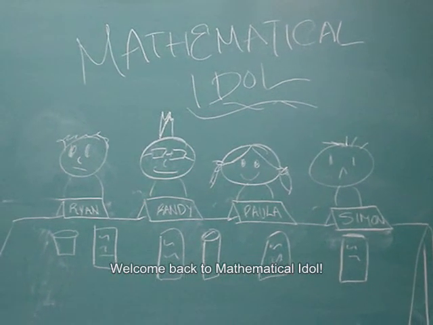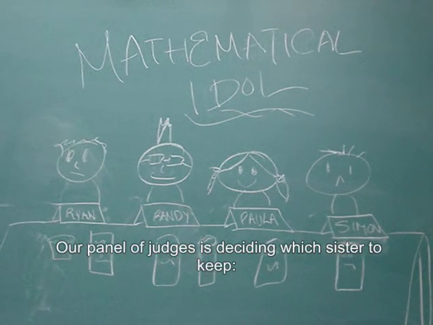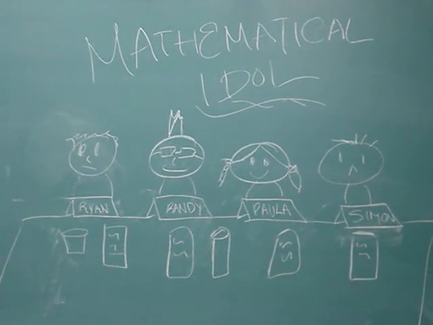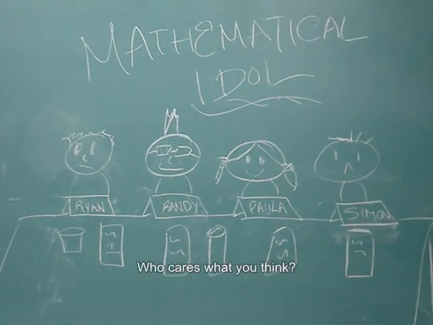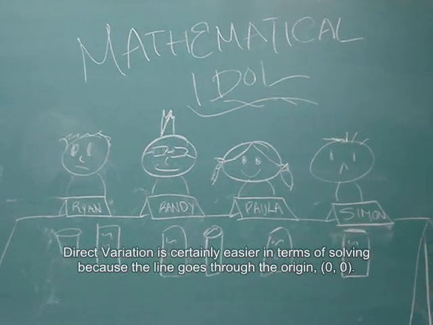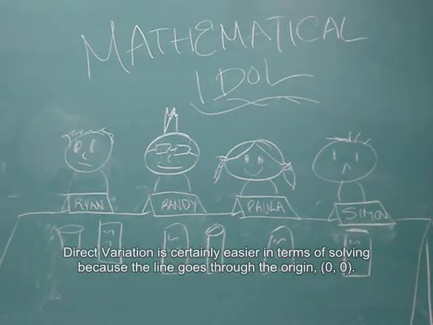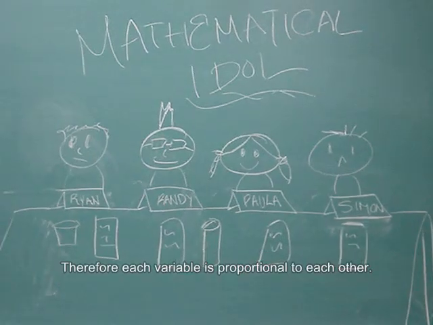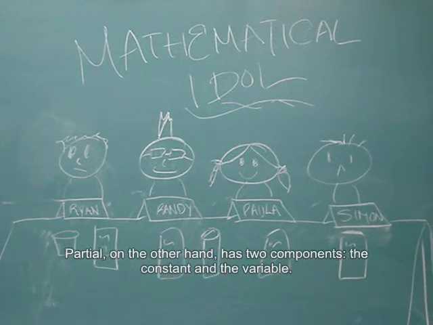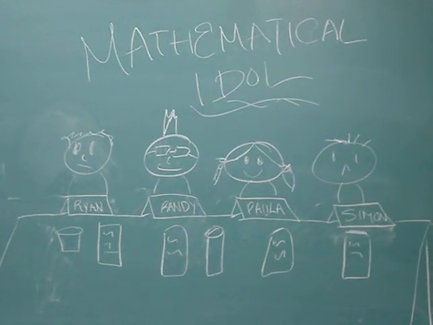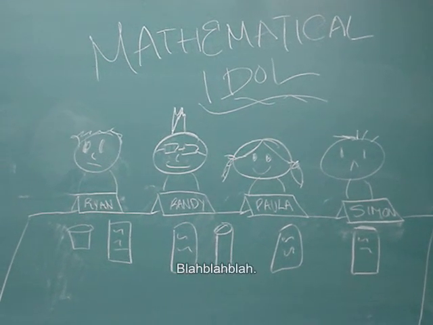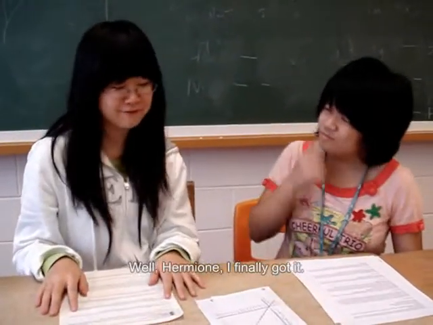Welcome back to Mathematical Idol. Our panel of judges is deciding which sister to keep, direct variation or partial variation. Well, I think that we should keep both. Who cares what you think? Direct variation is certainly easier in terms of solving because the line goes through the origin, (0, 0). Therefore, each variable is proportional to each other. Partial, on the other hand, has two components, constant and the variable. That's why it shouldn't go through the origin. Blah, blah, blah.